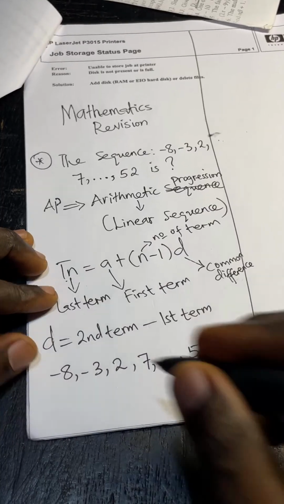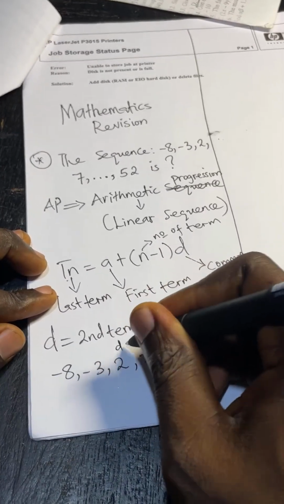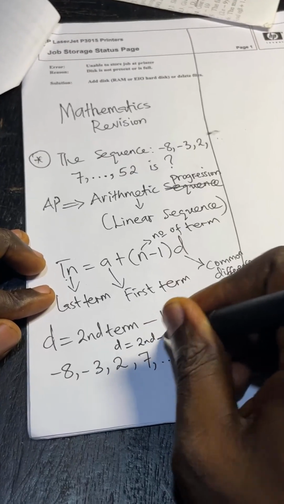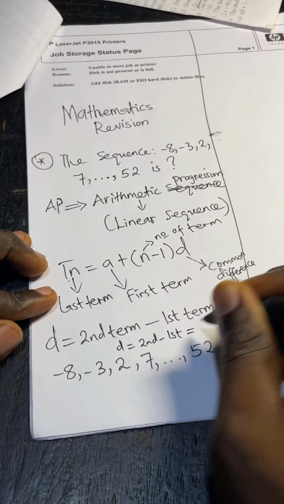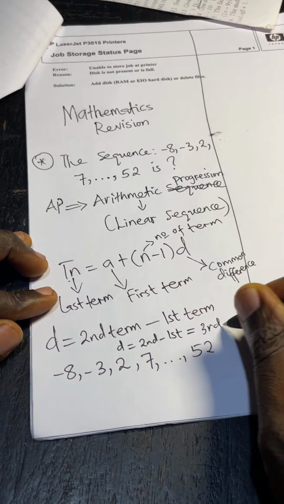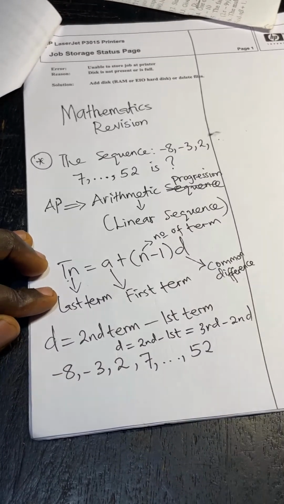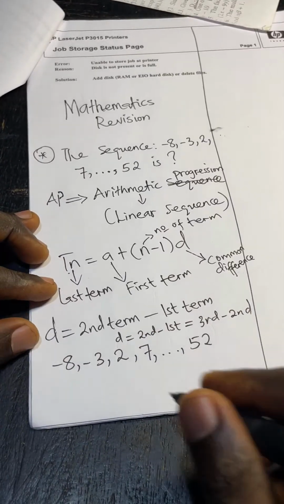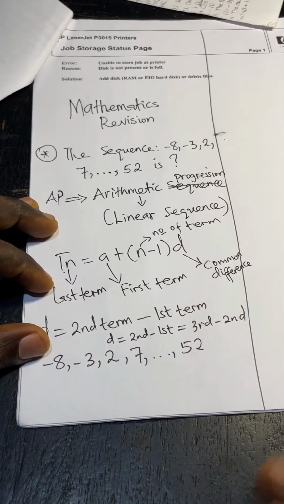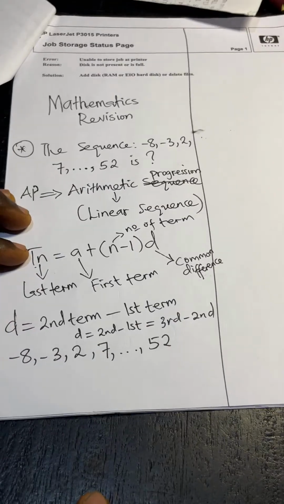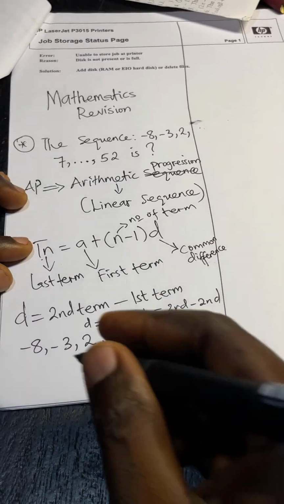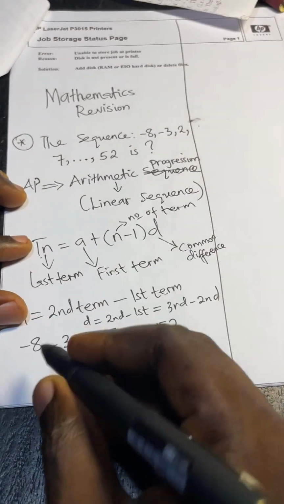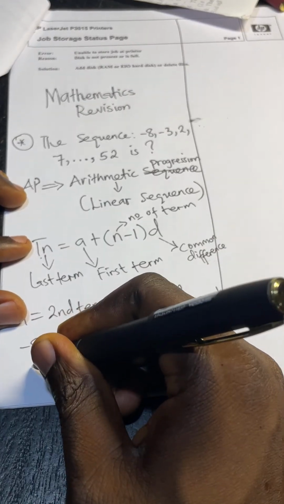So what do you need to know here? Common difference is either second minus first, which is also the same as third minus second. That is the formula for getting our common difference. So what do you need to do here? Pay attention. I promise you, you will understand everything. What do you need to do here? If that is the case, remember this is my first term.